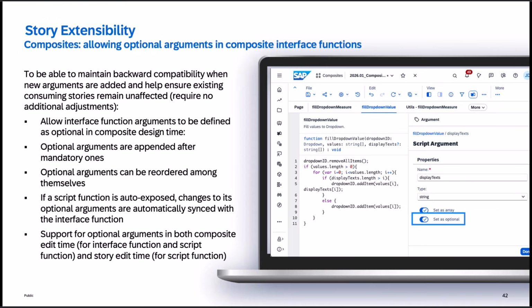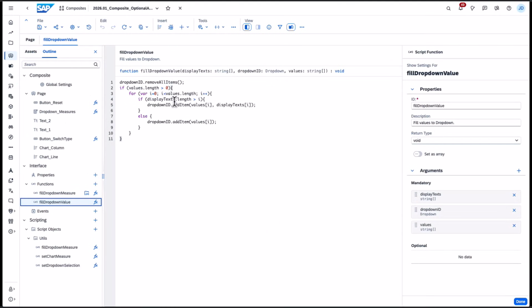And optional arguments can be reordered among themselves. If a script function is auto-exposed, changes to its optional arguments are automatically synced with the interface function. In addition, these optional arguments are supported in both composite design time and also the story design time. Now let's have a look into this composite and optional arguments. So here I already have a composite definition.